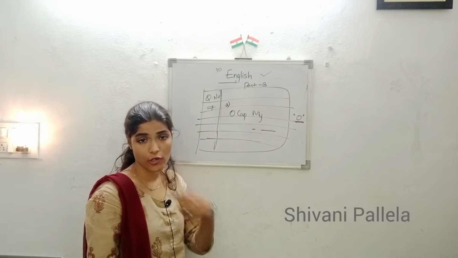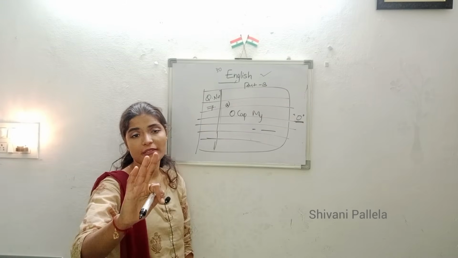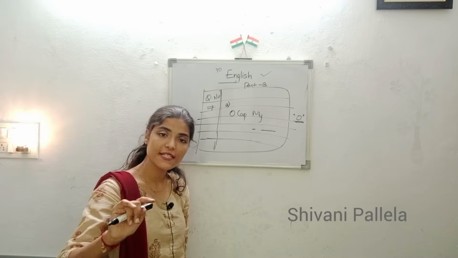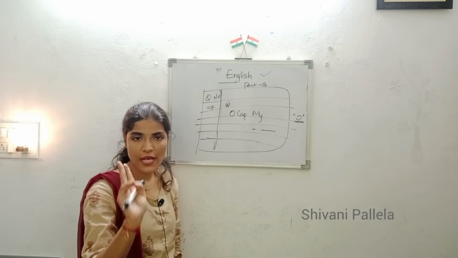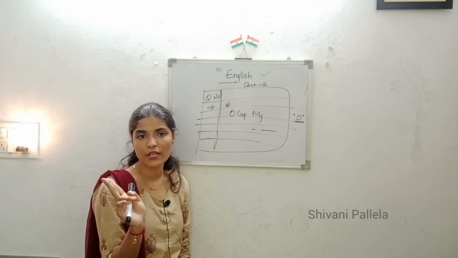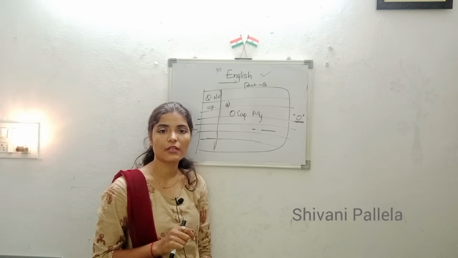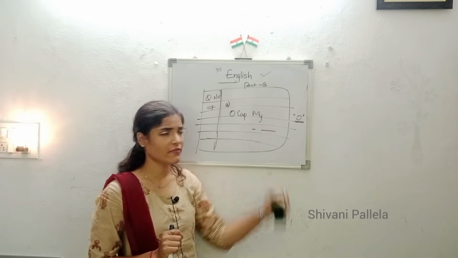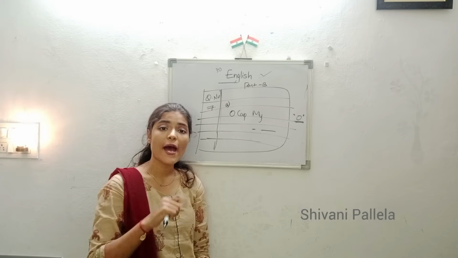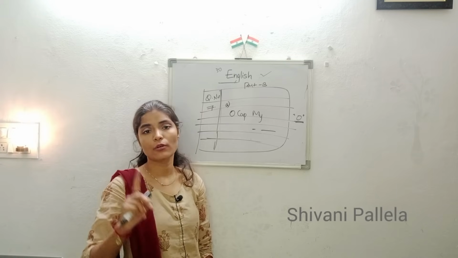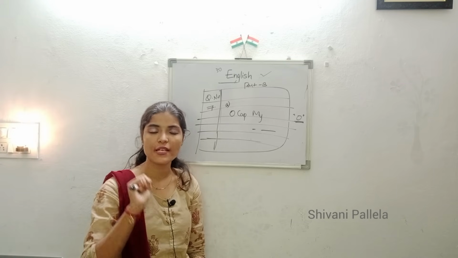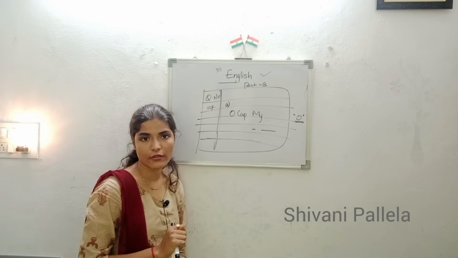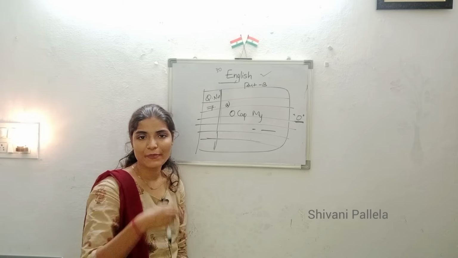If you follow my tips, just read 3 units. In 3 units you will have 6 lessons. In each unit you will have 2 lessons, a prose and a poem. Any one lesson you need to prepare as a summary. 3 summaries you prepare, and you attempt 45 marks in part B. And out of unit 1, unit 2 or unit 3, any 2 units, you need to read note making and additional reading. Then part B, 60 marks, is over.